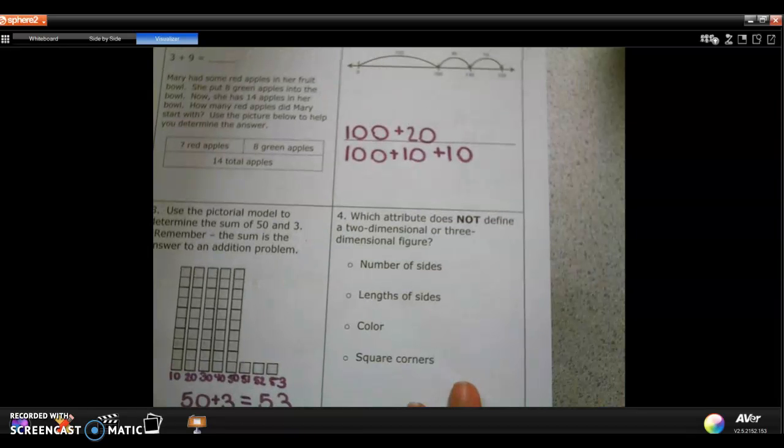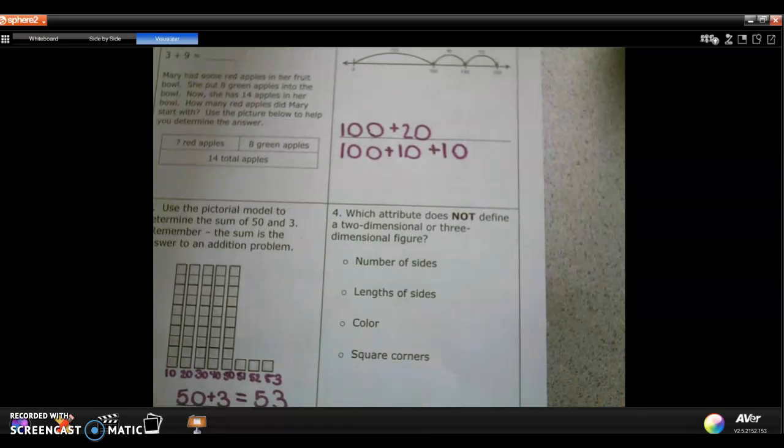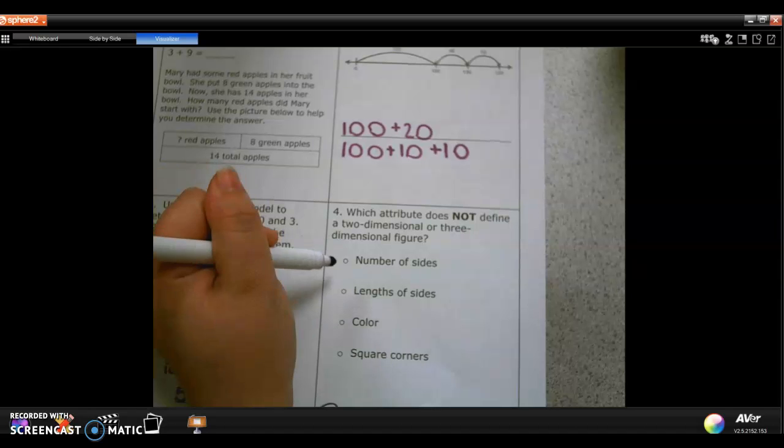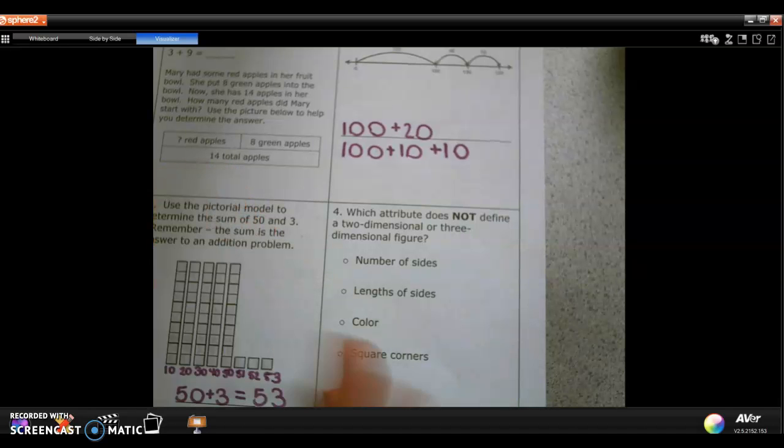Number 4, which attribute does not define a 2-dimensional or 3-dimensional figure? Boys and girls, when it says does not, that means we are looking for the wrong answer. So, when we look at our attributes, number of sides, can we use number of sides for 2-dimensional and 3-dimensional figures? Yes, we can. So that would work, so we're not going to click it.